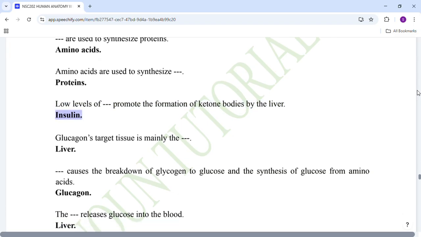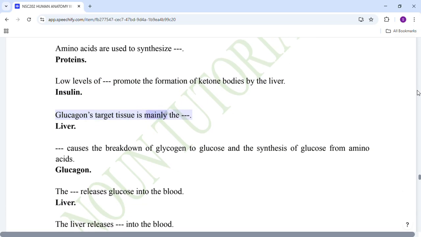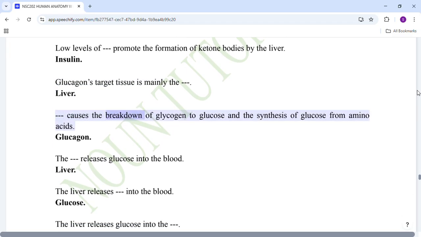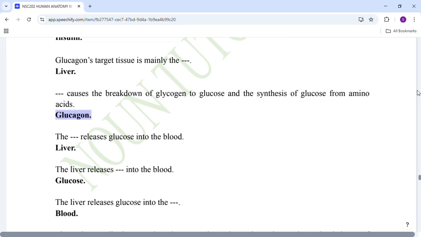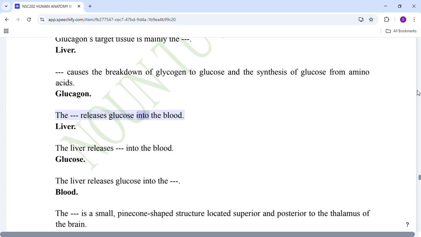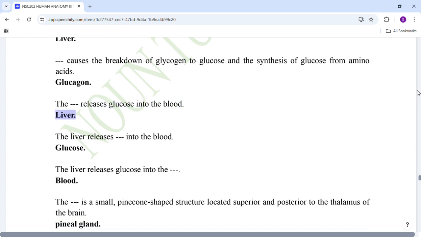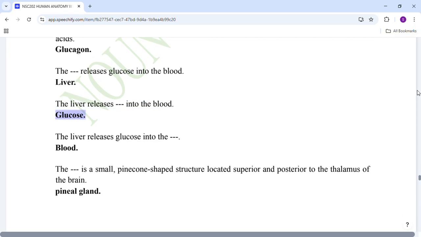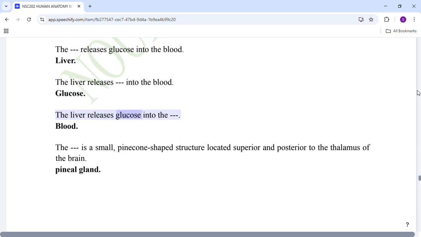Low levels of insulin promote the formation of ketone bodies by the liver. Glucagon's target tissue is mainly the liver. Glucagon causes the breakdown of glycogen to glucose and the synthesis of glucose from amino acids. The liver releases glucose into the blood.